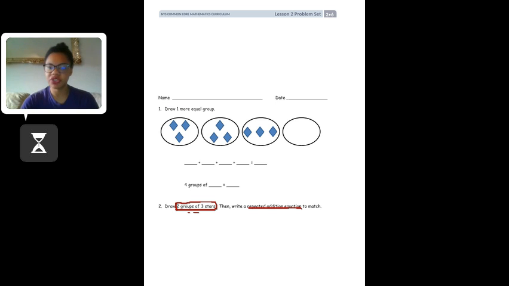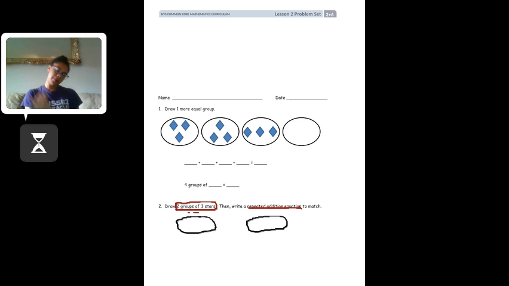So first, let me make sure it doesn't fade. I have to draw two groups. So if I'm going to be drawing two groups, everybody take out your pencil and your paper, and we're going to draw on our paper two groups. So I'm going to draw one group on the screen, and then I'm going to draw the second group on the screen. So now I have two groups.